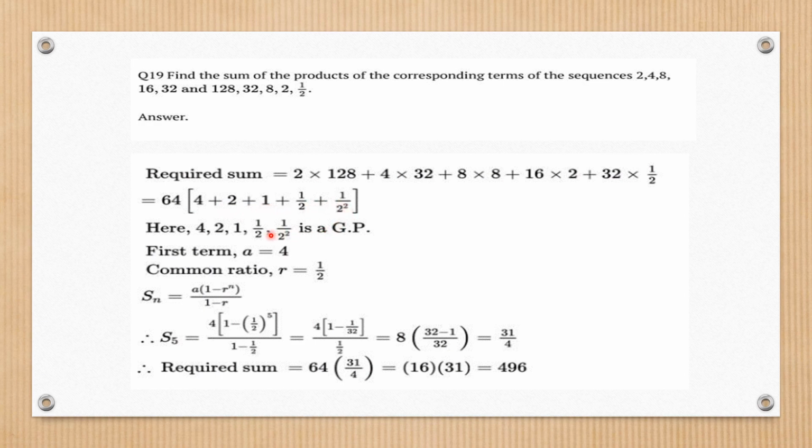And it's clearly a GP with first term 4 and common ratio half. Since it is less than 1, I'll apply the formula a into 1 minus r raised to power n over 1 minus r, and after solving it I'll get the answer as 496.